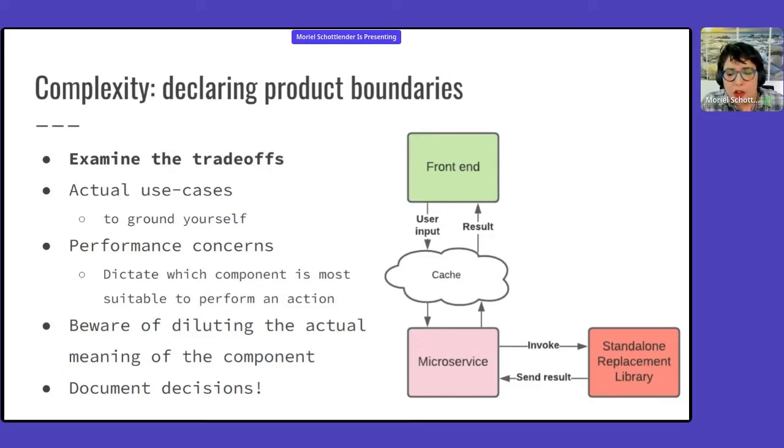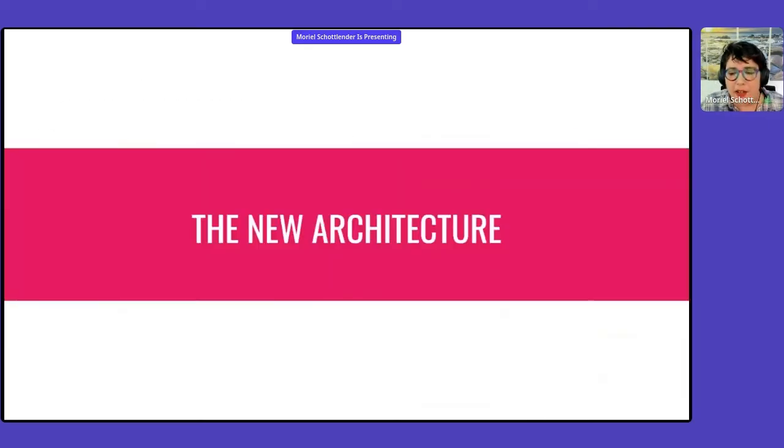And most importantly, document all your decisions. And this is important generally, but it is even more important when you have an open source project that other people may come in and ask, why did you do this, right? So with that said, here is the new architecture.